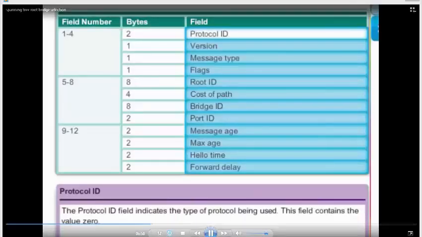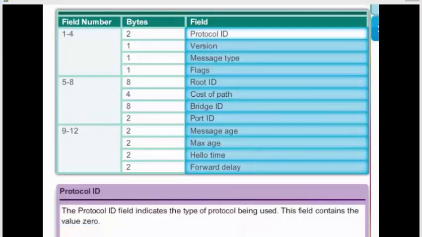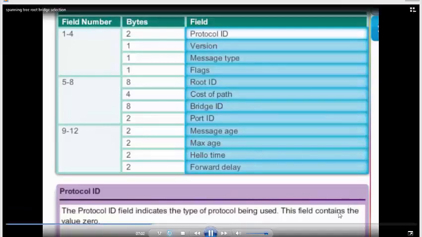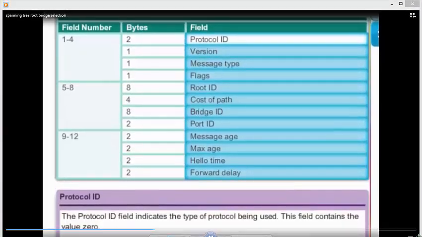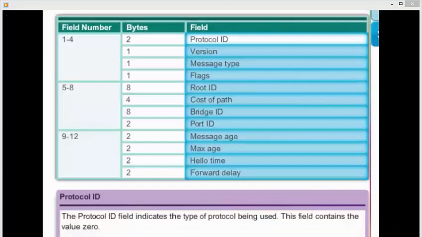Now, the spanning tree algorithm depends on the exchange of BPDUs to determine a root bridge. A BPDU frame contains 12 distinct fields that convey the path and priority information used to determine the root bridge and the path to the root bridge. There are 12 fields here.